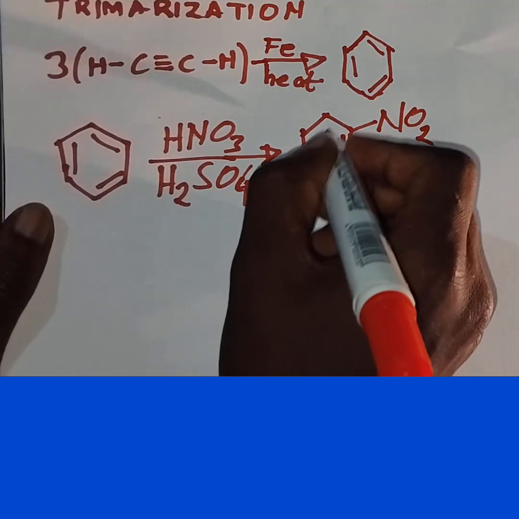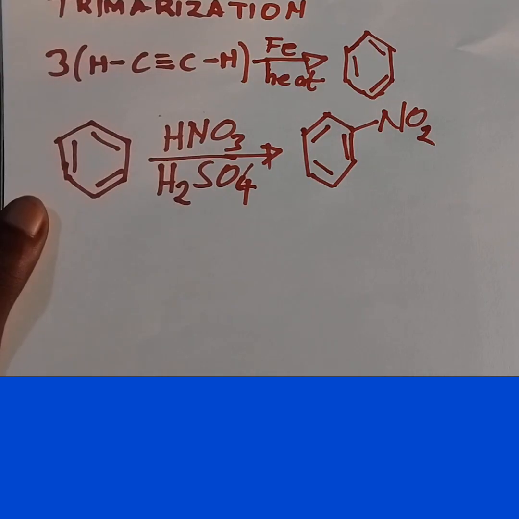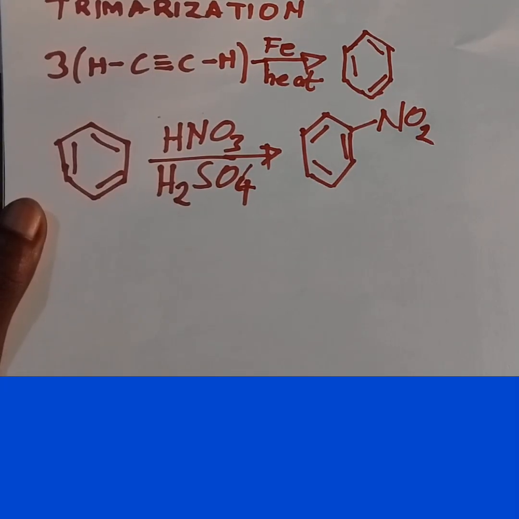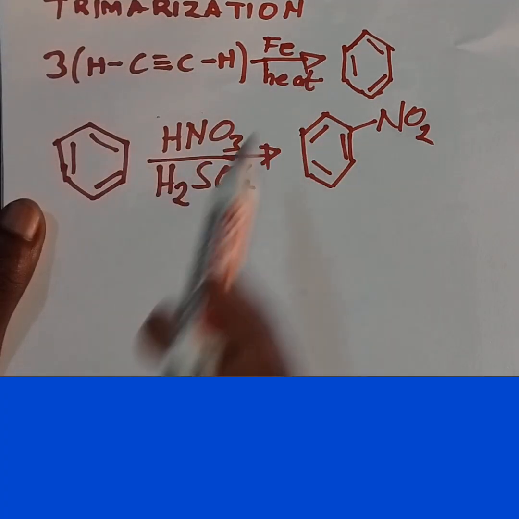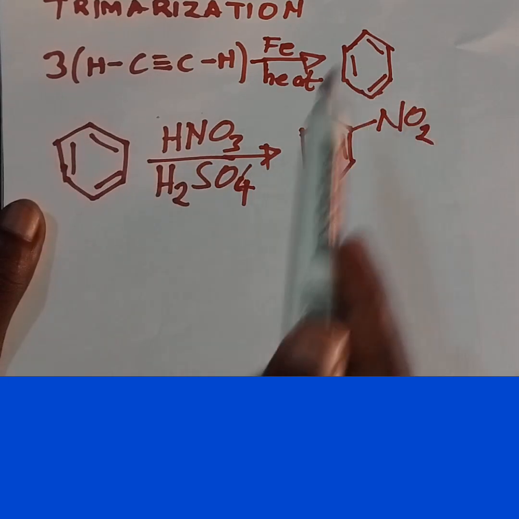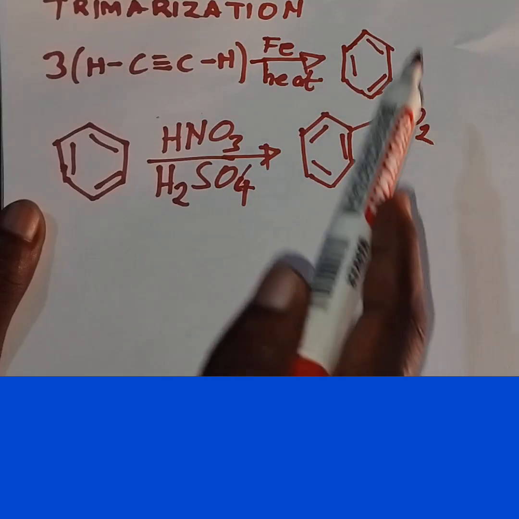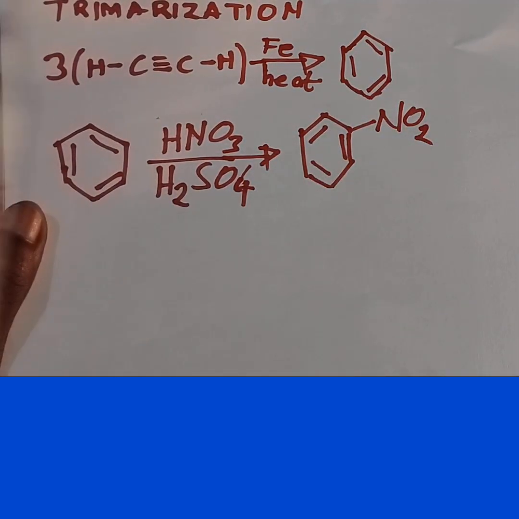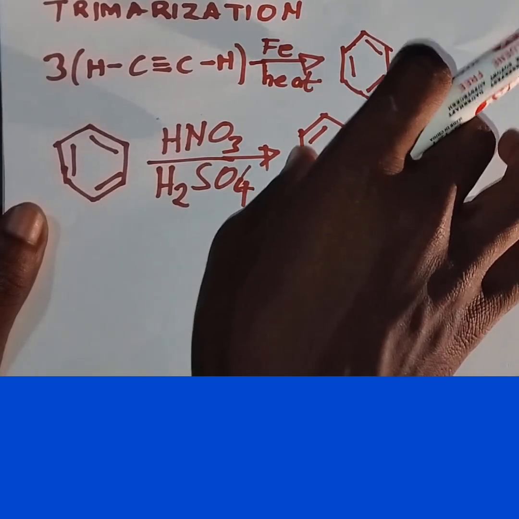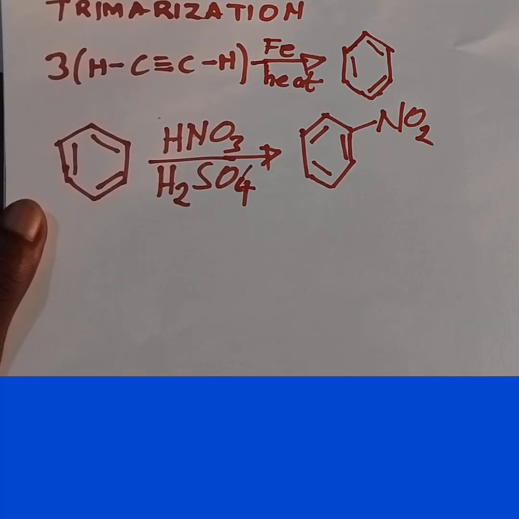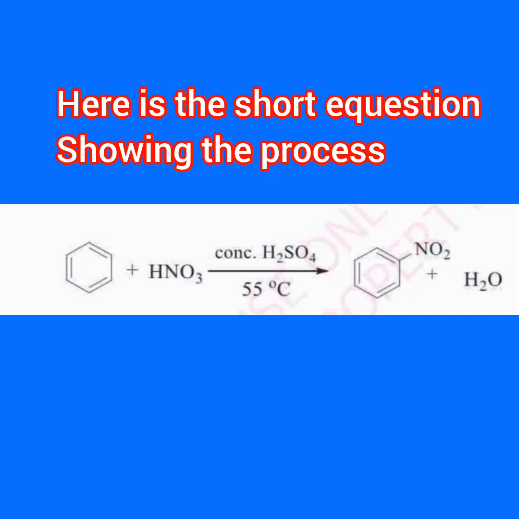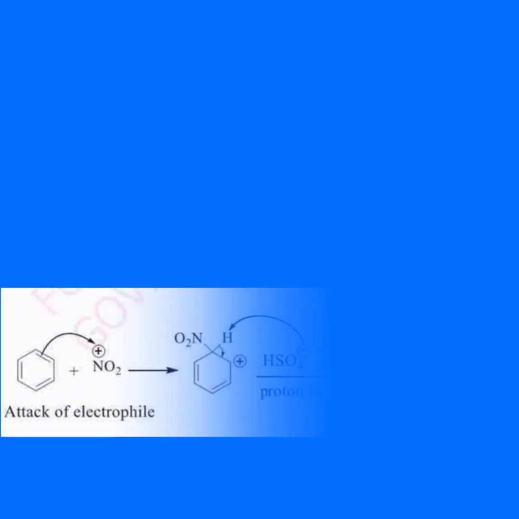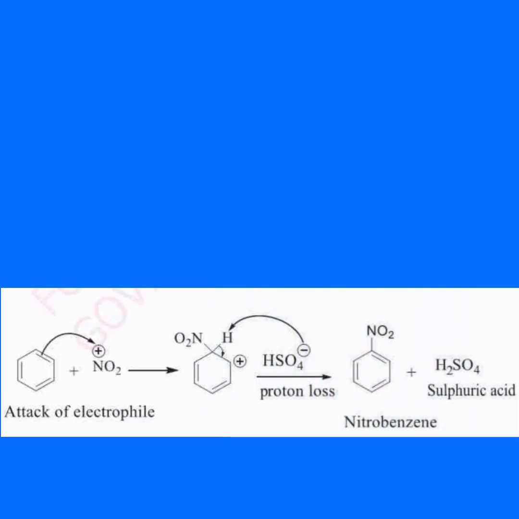Also, one may need to know the reaction mechanisms. How can we obtain methylbenzene from toluene? This is the nitrobenzene, and now we need to obtain an amino group from this one. This is a short equation showing the process, and here are a few steps to consider about the mechanism of nitration, hence the formation of nitrobenzene.